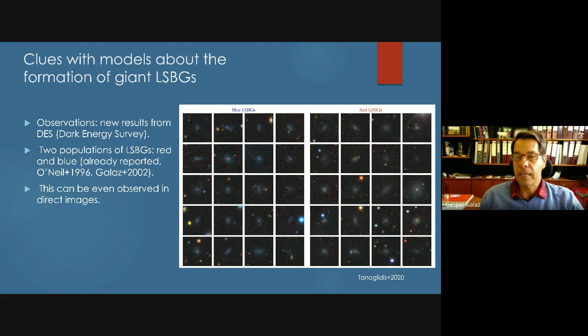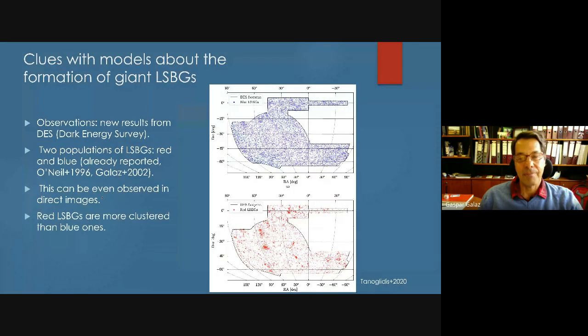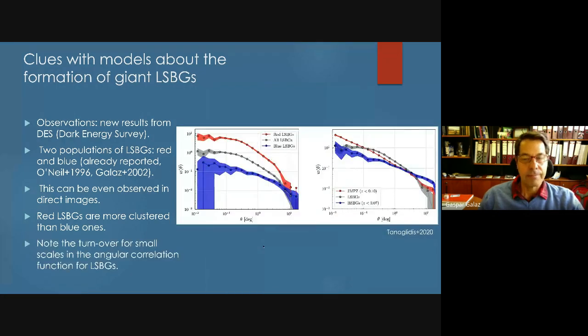Here we can see the red and blue populations, which is quite notorious. Even in the image, you can see that they are red and blue. They also have very interesting things in the footprint of the distribution of these galaxies. These are the blue and the red, and you can see that the red LSBs are quite concentrated in clumps. This is interesting. You can, of course, study the correlation function, and it verifies the same: red LSBs tend to be more clustered than blue ones.